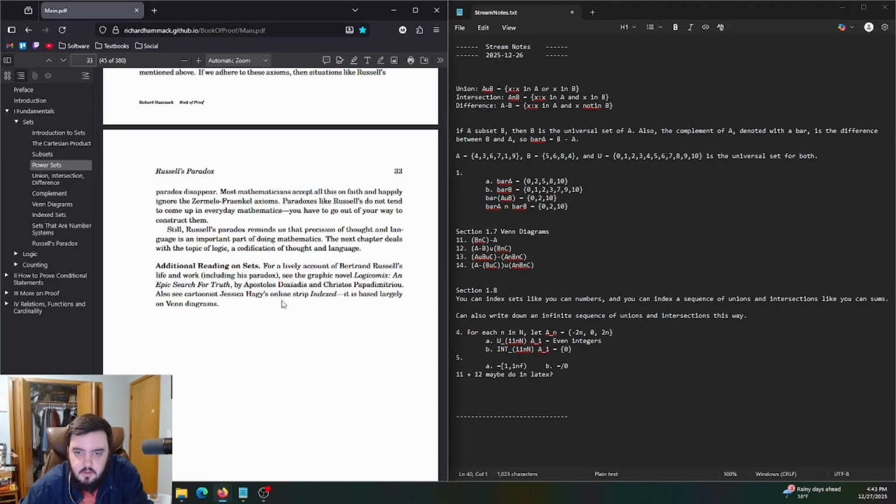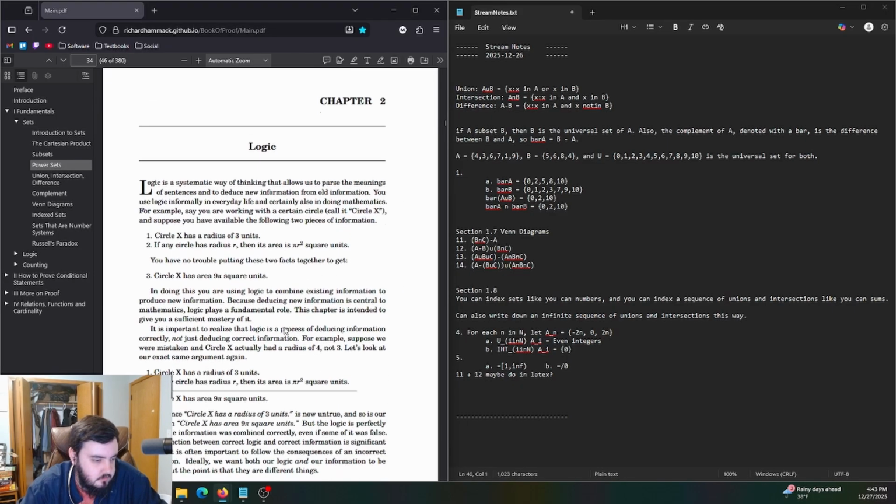Okay. Additional reading on sets: for a lively account of Bertrand Russell's life and work, including his paradox, see the graphic novel Logic Comics. I honestly should get that, because I do actually kind of want to get that book. I had it a long time ago, and then I think I've since lost it. All right, chapter 2 will be next time.